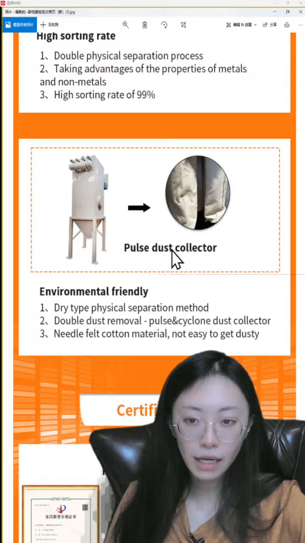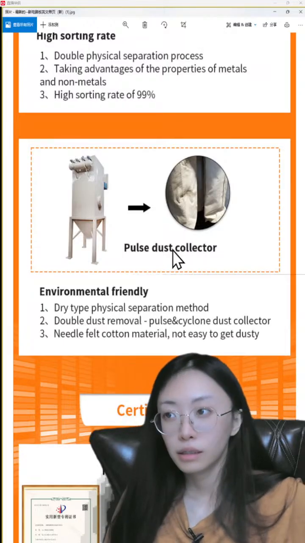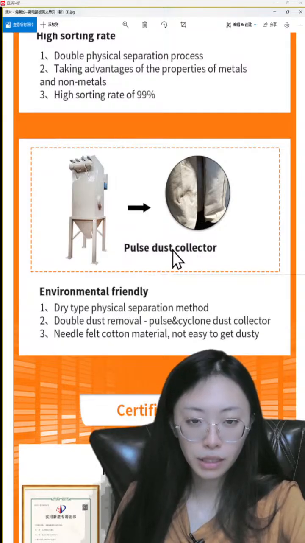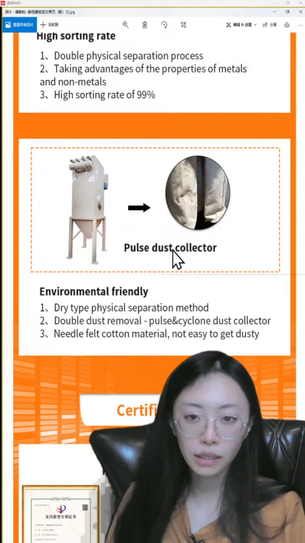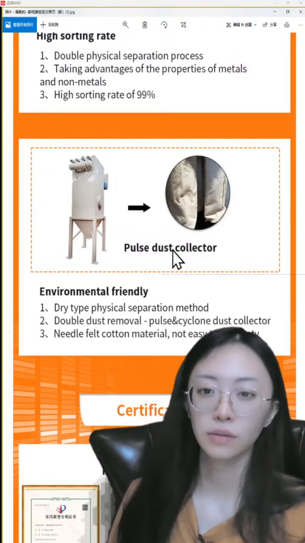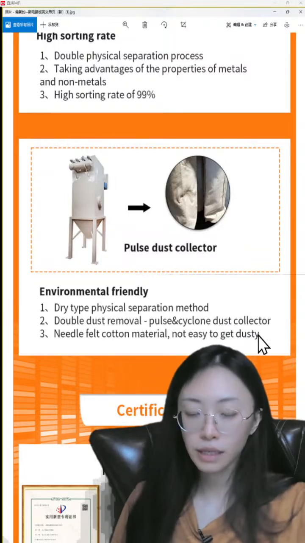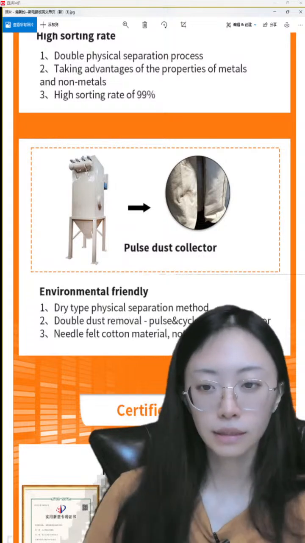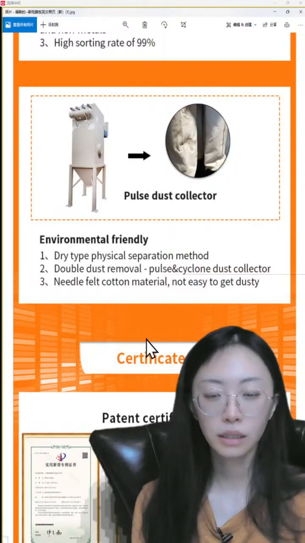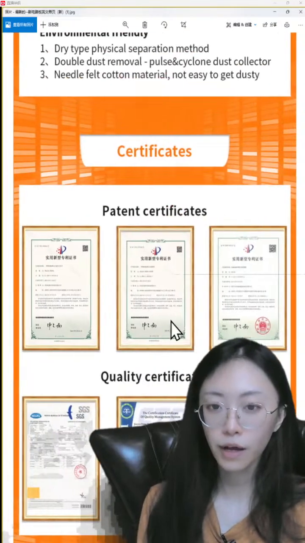And the pulse dust collector is to collect the smaller dust during the production. And we can also process with this cyclone dust collector. In this step, the cyclone dust collector collects the bigger dust. So it can reach a cleaning rate of 99.5%.